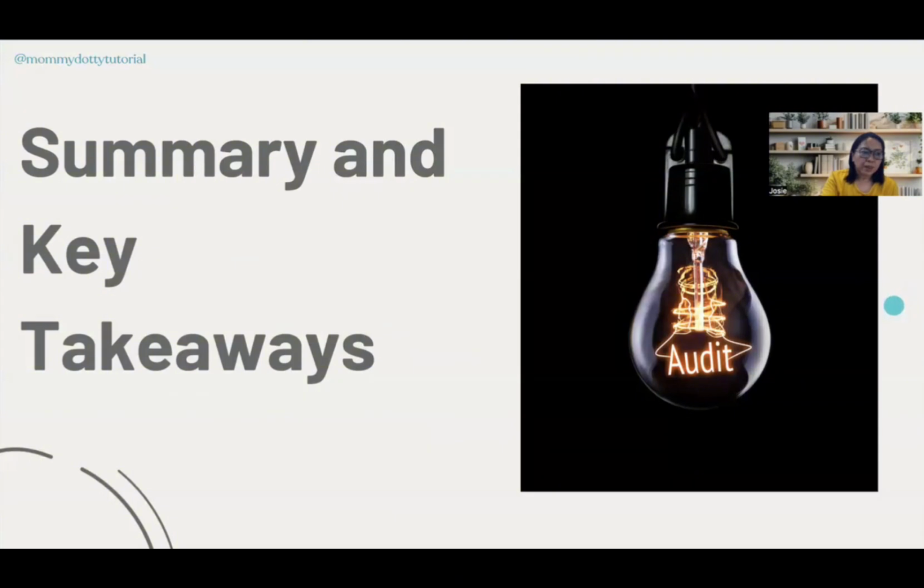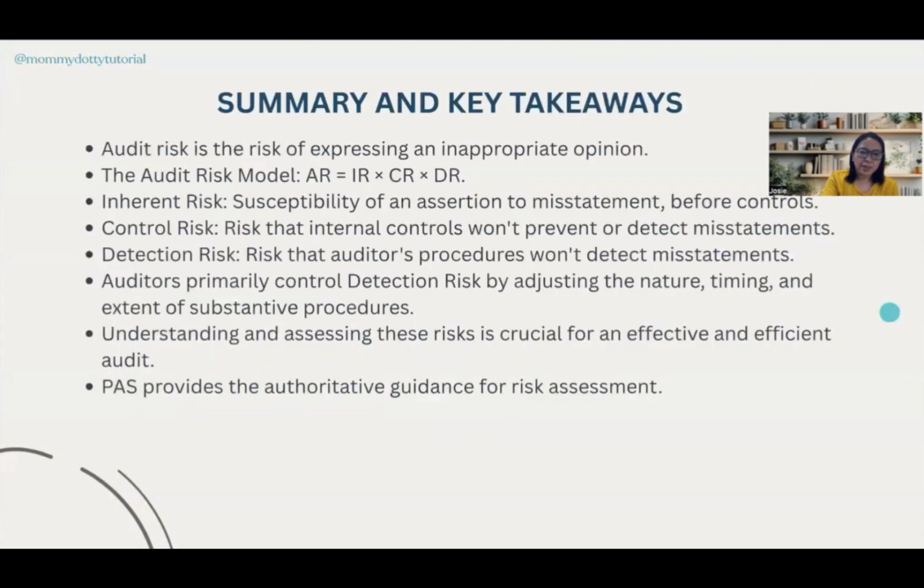Now we are in our summary and key takeaways. Okay, let's quickly recap the points from our discussion. So audit risk is the risk of issuing a wrong audit opinion when financial statements are materially misstated. We manage this using the audit risk model. So audit risk is IR times CR times DR. Inherent risk is the susceptibility of an assertion to misstatement before controls. So this is the nature. We talk about inherent, that's given.